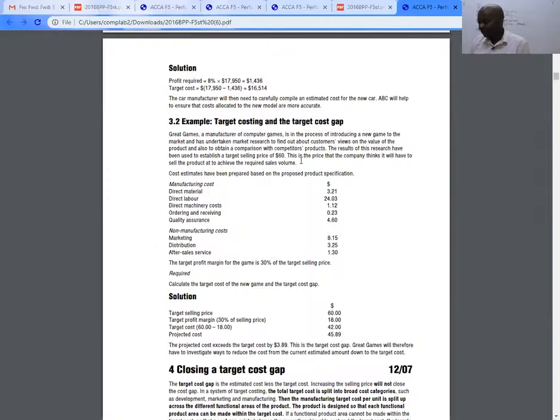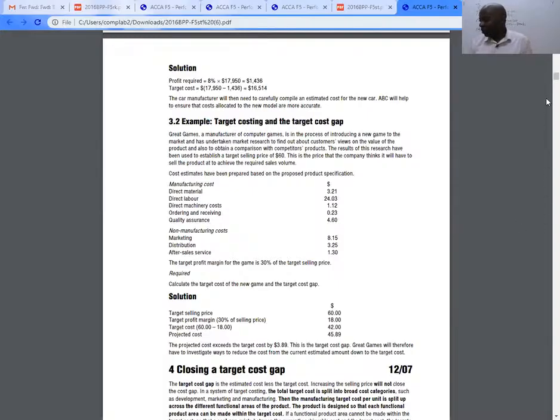Cost estimates have been prepared based on the proposed product specification, where you can see manufacturing cost, etc. And then down there, they have given us the target profit margin for the game is 30% of the selling price. So required, they want us to calculate the target cost of the new game and the target cost gap.